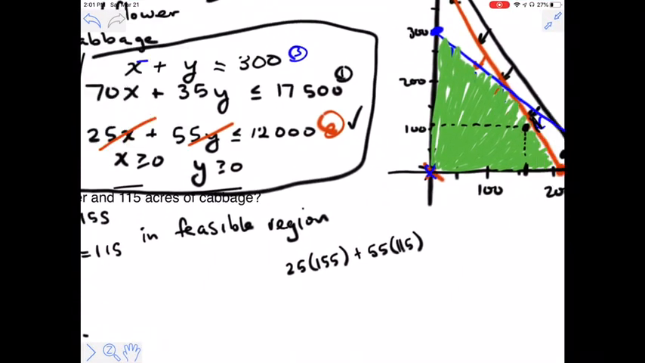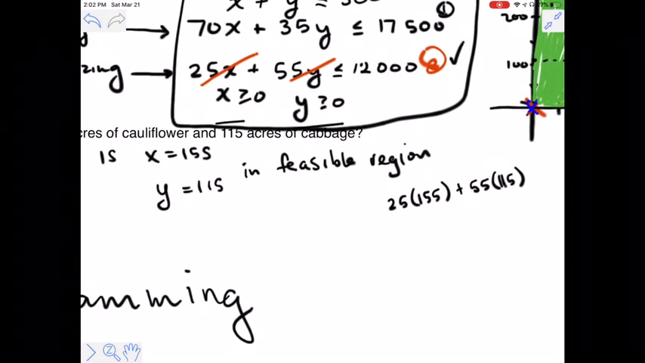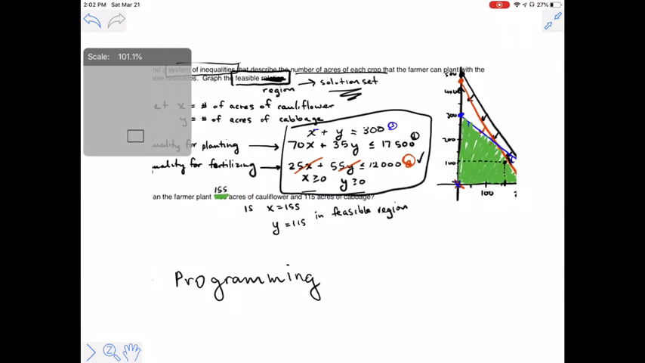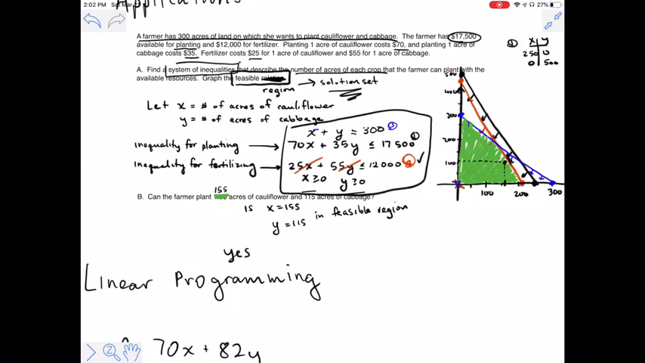So I would say yes, that point's in the feasible region. So it is possible for this farmer to plant 155 acres of cauliflower and 115 acres of cabbage.